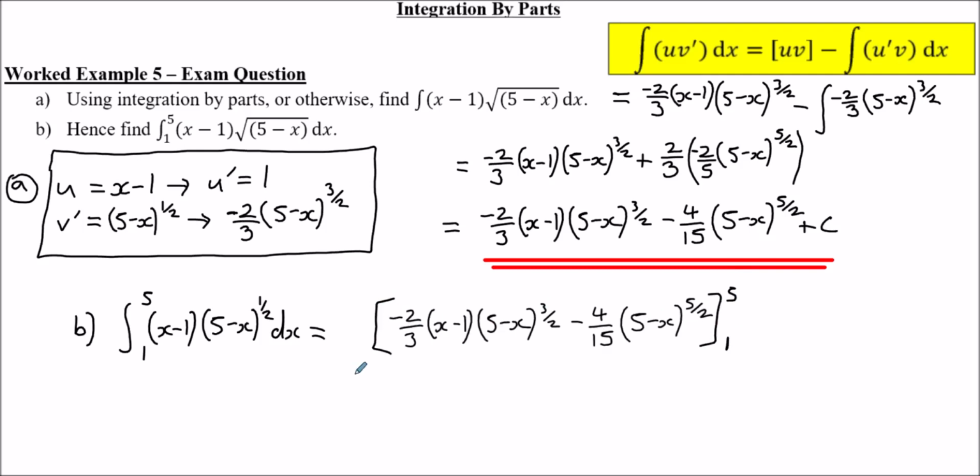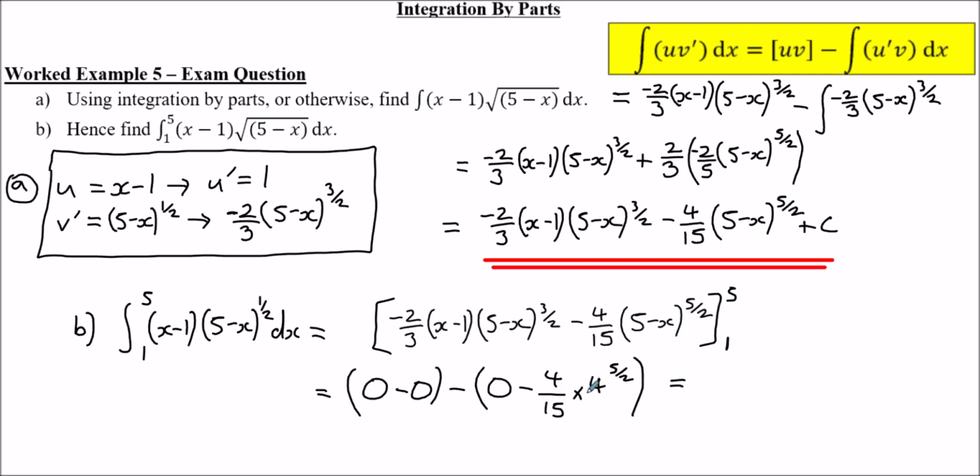So hopefully you can see when I input the upper limit of 5 here, because this is 5 minus x, this bit will vanish to 0. Then minus 4/15, 5 minus 5, so I'm going to have 0 to something. So that again is going to give 0. So the upper limit of 5 is going to give us 0, when we minus off what we get when we input the lower limit 1. Well, this first term here, because there's an x minus 1, that again will vanish, so this whole thing will be 0. But the second thing, I'm going to have minus 4/15 multiplied by 5 minus 1, that's going to be 4 to the power 5/2.